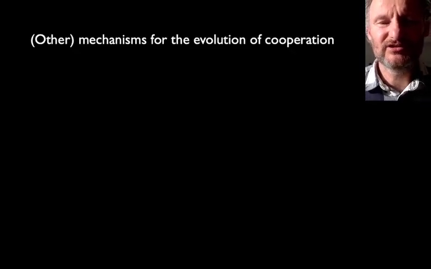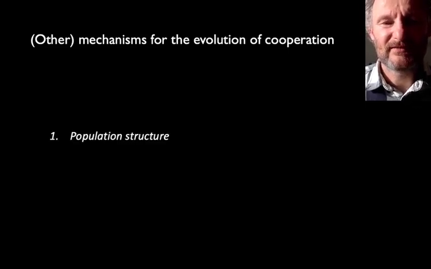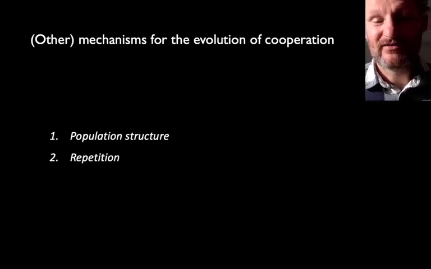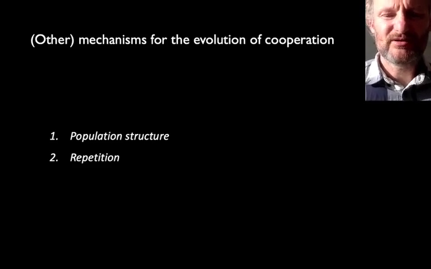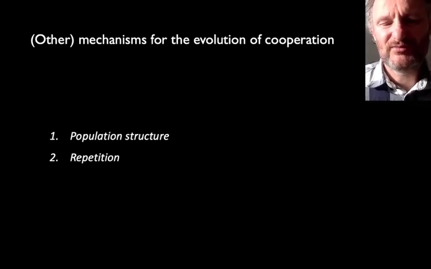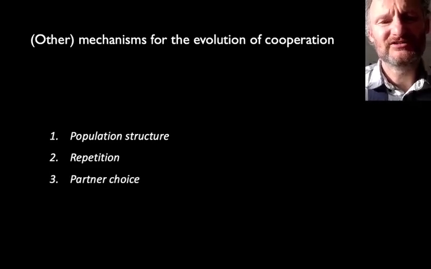So if you look at the literature on the evolution of cooperation, it focuses on a few mechanisms. One important category is population structure, so this would be group selection or networks or a whole bunch of things. So also kin selection, so many of those would also fall under kin selection. There's a lot of papers about repetition, and there's also a bunch of papers about partner choice.